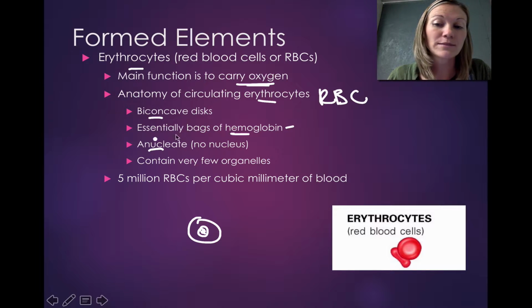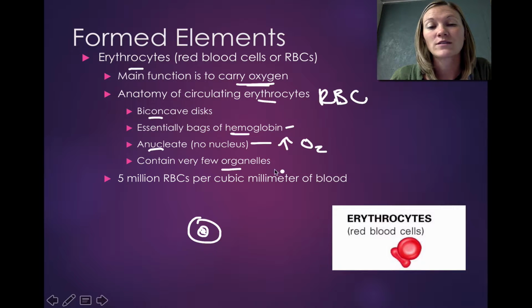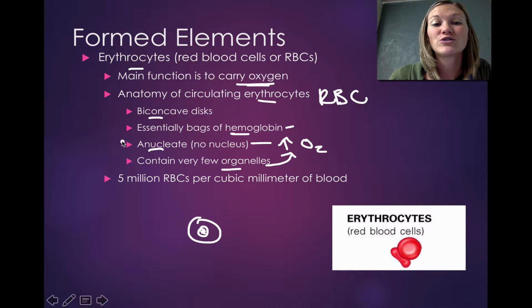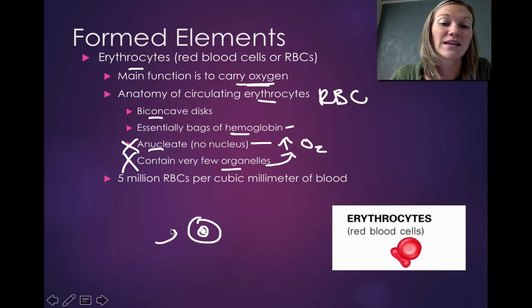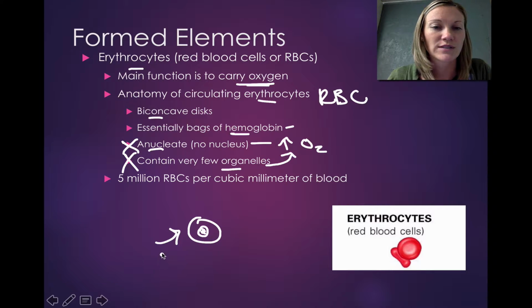A means without. The reason that this is really important is that not having a nucleus allows the red blood cell to carry more oxygen. They also contain very few organelles for the same reason. They don't have to waste their space. They have valuable space where they're trying to hold as much oxygen as they can. So if they are able to reduce the nucleus and reduce the number of organelles, then they're able to increase the amount of oxygen that they're able to carry.